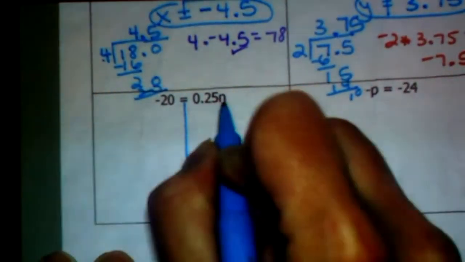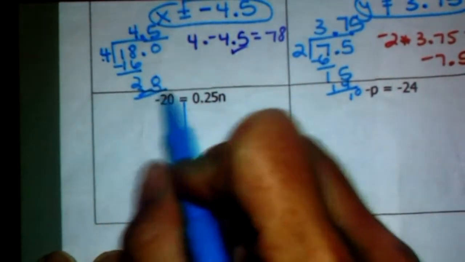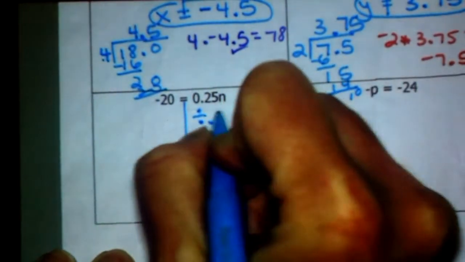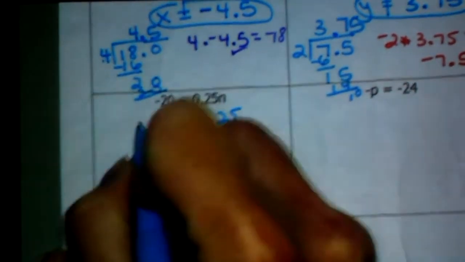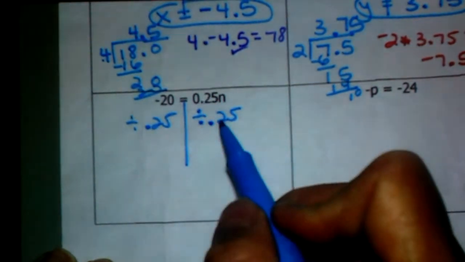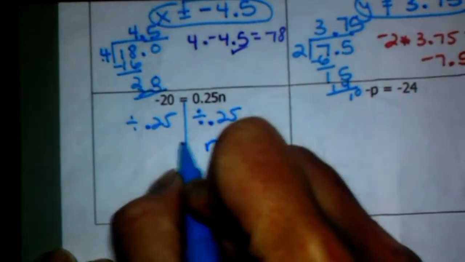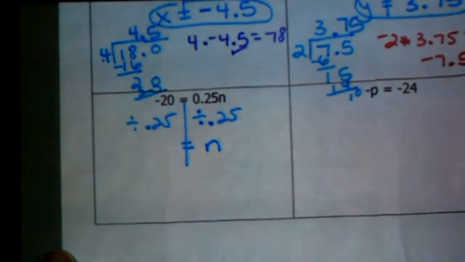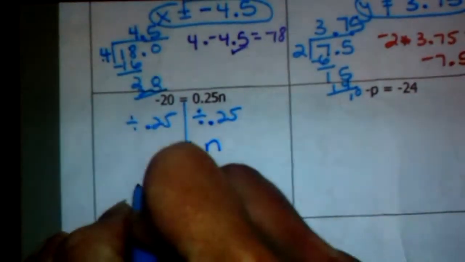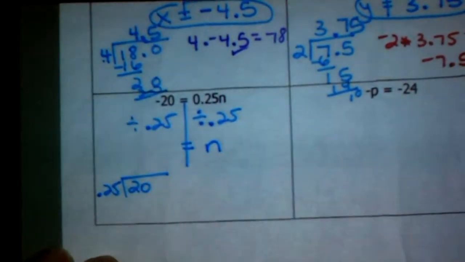Sorry. But remember, we want n by itself. So we're not going to divide by negative 20 because there's no n over here. The n is over here. So we need to divide each side by the 25 hundredths. Okay, so when you do that, 25 hundredths divided by 25 hundredths is 1, because any number divided by itself is 1. N is left alone. Now I need to take negative 20 and divide that by 0.25, 25 hundredths. So let's do that. 20 goes on the inside, and we have 25 hundredths on the outside.